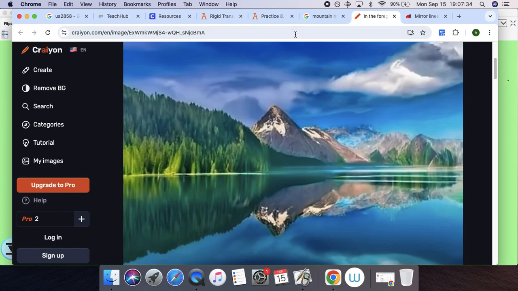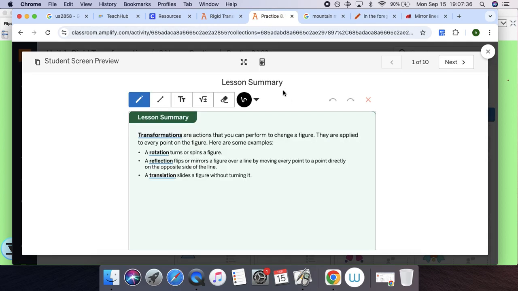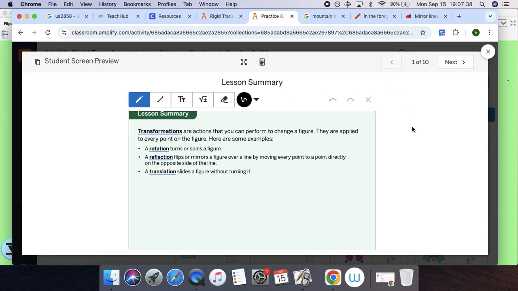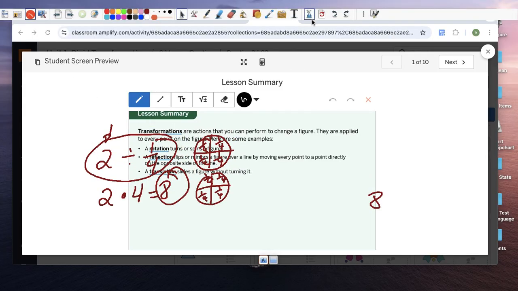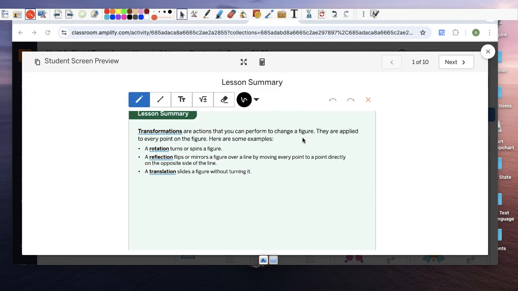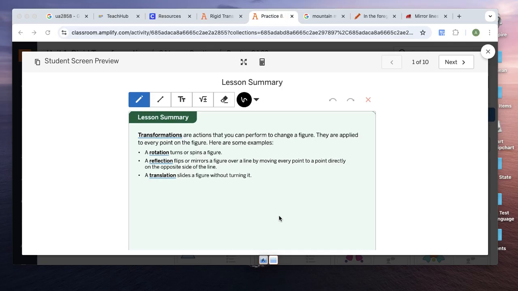So let me get to the practice, which is not here. Where's the practice? Here's the practice. Okay. And then let me do that because it allows me to write. All right, here we go. So just a little summary. We talked about rotations, reflections, and translation.